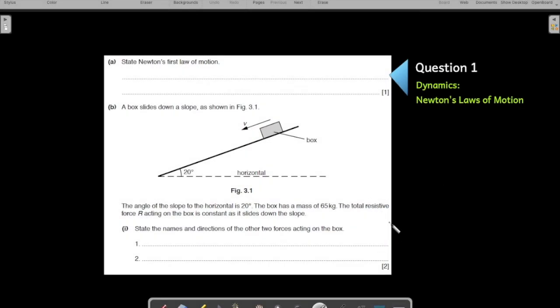Hello everyone. So what are we going to do in this video? We are going to practice the AS Physics questions on the topic dynamics, Newton's laws of motion. This is your video number 1 on question number 1.